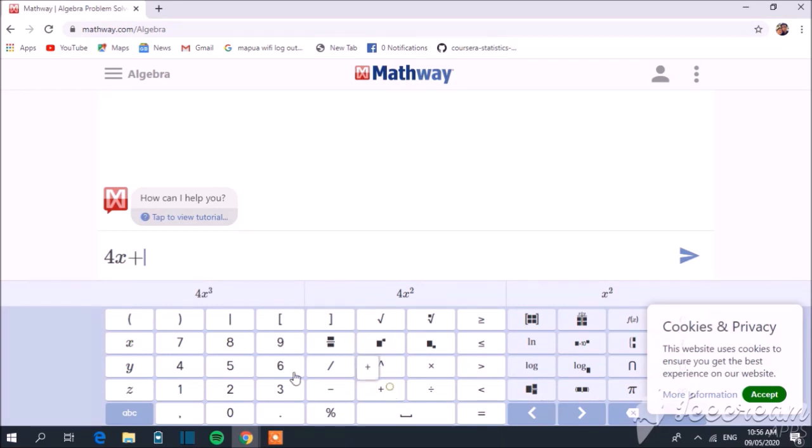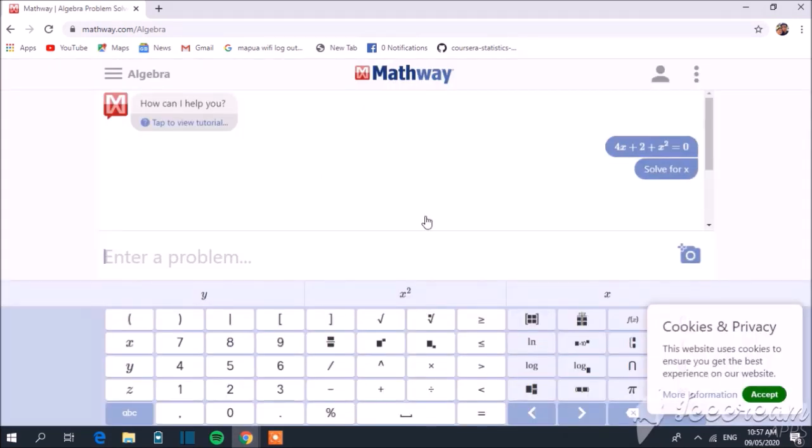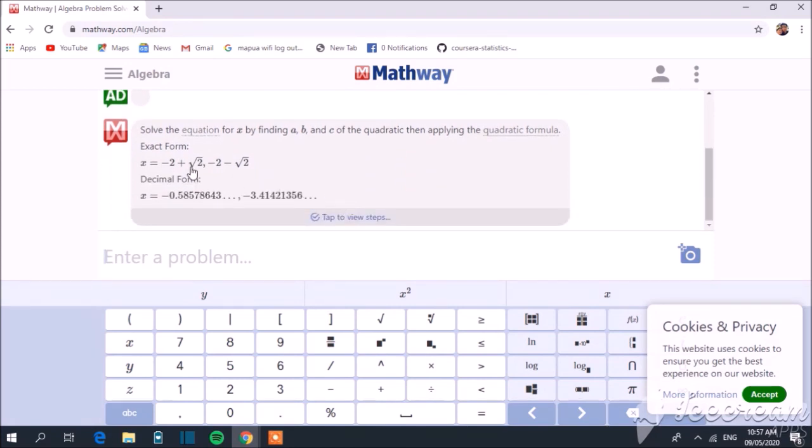Let's say 4x plus 2 plus x squared. Whoops, that's not a squared. x squared equals 0, and let's say we want to solve for x. And they solve for x like that, applying the quadratic formula. It's easy as that. You can actually explore this application more yourself.